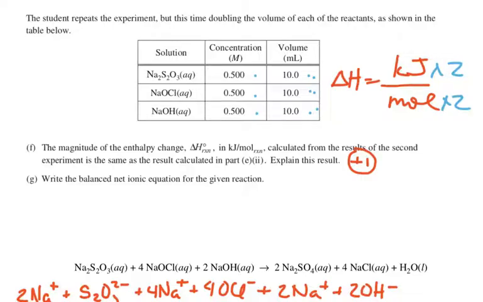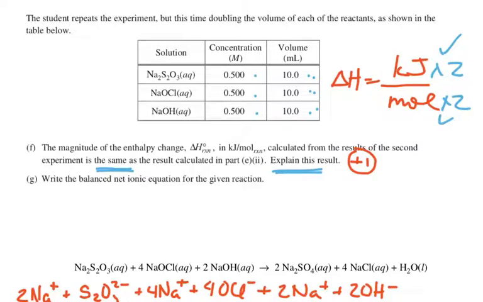So that's what it is asking here in F. The magnitude of your delta H when you double everything turns out to be the same. So explain this result. You're doubling the heat, but you're also doubling the moles, and that's why this does not change. That's worth 1 point for that explanation.